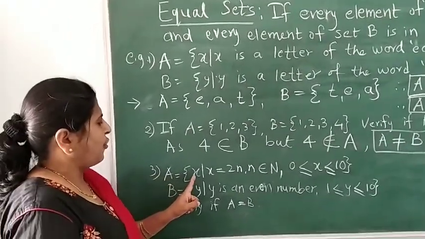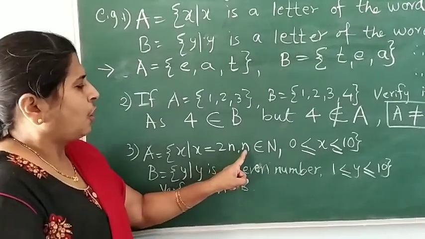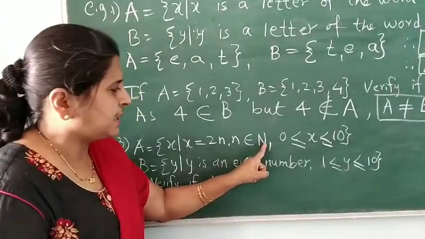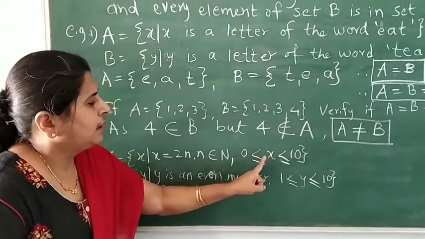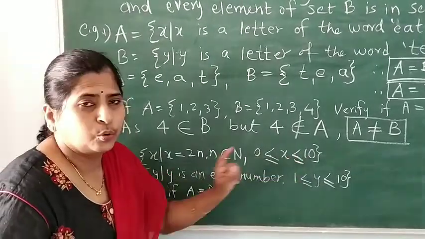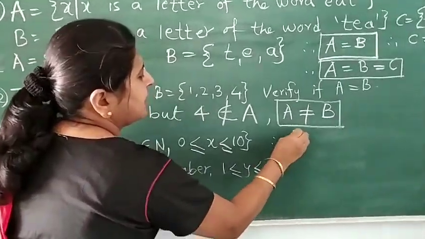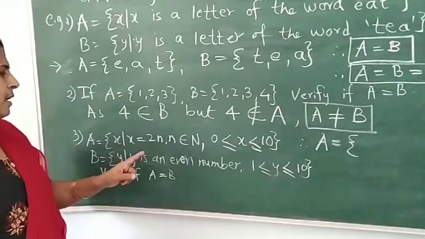Set A is a set of all x such that x is equal to 2n, where n belongs to capital N, that is, n means natural number set, and x is between 0 and 10. It is greater than or equal to 0, and less than or equal to 10. So when such a condition is given, we should write the set in the listing form.